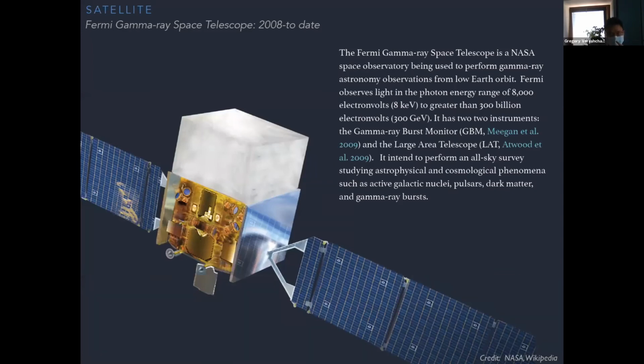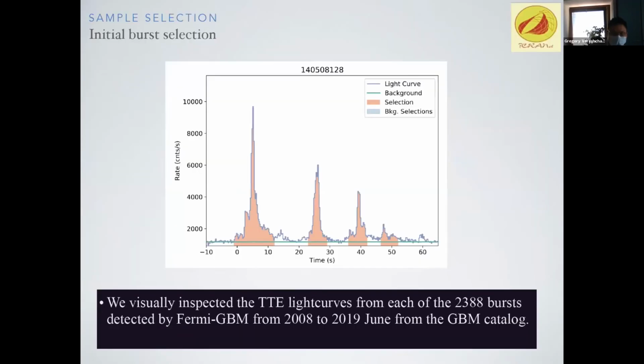This is the Fermi experiment. The Fermi experiment was launched in 2008 and has triggered more than 2,000 gamma-ray bursts. In our initial pulse selection, we want to search for gamma-ray bursts where the ideal case is that the pulses are separated very well and completely independent. This is an example of an ideal case.